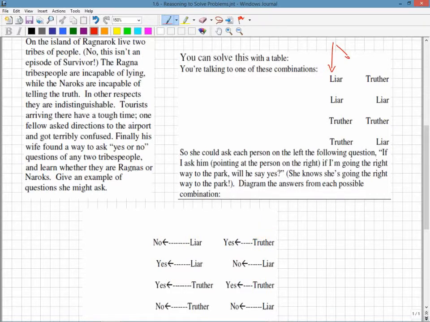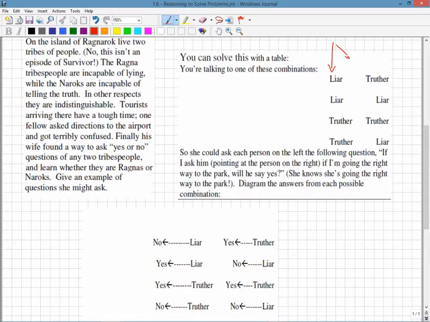The liar will say no, he's not going to tell you. So he's lying. If she asks the person on the right, am I going the right way to the park? They would say yes, because he's telling the truth. In the second instance, if she asks the liar, am I going the right way? If I ask your friend over there, is he going to tell me the right answer? And the liar says no, and if she asks the other person, he'll say no, you're not going the right way to the park. But she knows she's going the right way.